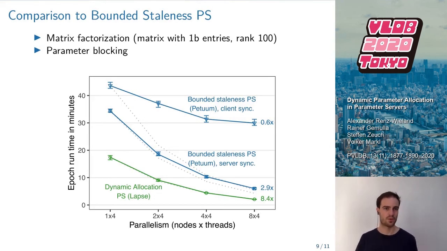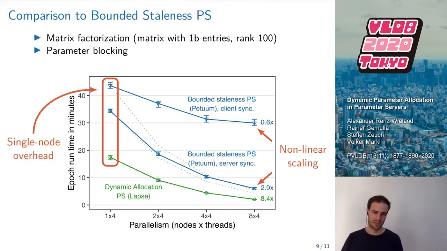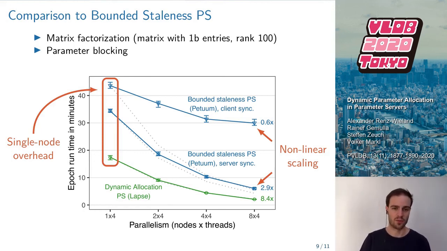The third thing we did was we compared against bounded staleness parameter servers. Here you see the runtimes for matrix factorization on a large matrix using the parameter blocking technique to reduce communication overhead. The first thing you see is that Lapse scales linearly here, even slightly above linearly. And then I want to highlight 2 points about the bounded staleness parameter server. We use Petuum here. Petuum is the most common bounded staleness parameter server. And we use 2 variants here, client synchronization and server synchronization. They differ in how replicas are refreshed.